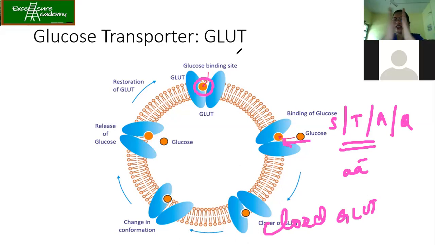Okay. So when I say change, your glucose transporter was like this. Once the glucose binds, what happens? It gets closed and then it opens to the other side. So what is happening then? From here, your glucose will get transported to the other side of the membrane. Okay. So that is the same thing that has been shown over here.